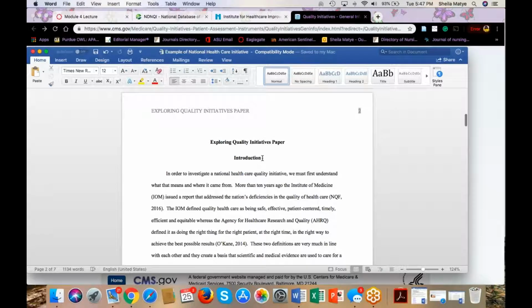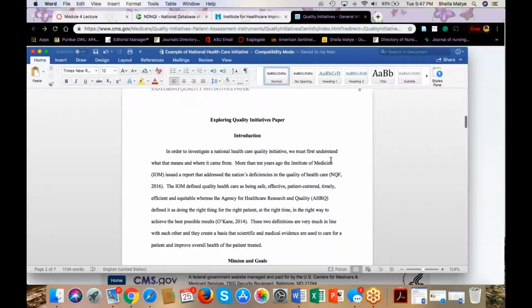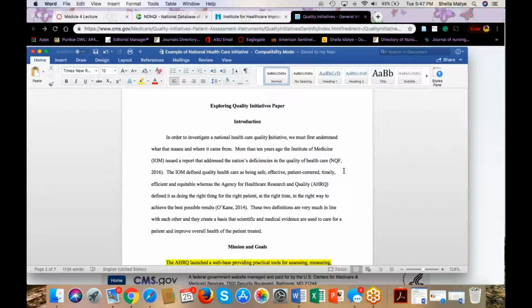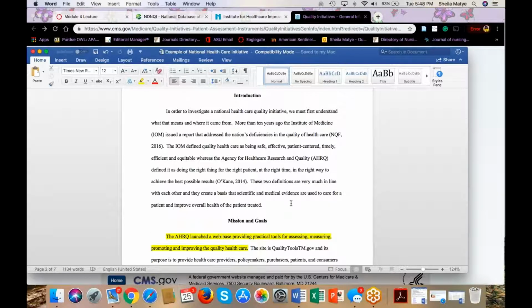And then here's your introduction because that's a level 1 heading. They're talking about the need to address the nation's deficiencies in the quality of healthcare through the NQF and the IOM. They're bringing IOM into that. The IOM agency defined it. So here's the agency. These two definitions are very much in line with each other, and they create a basis for care.